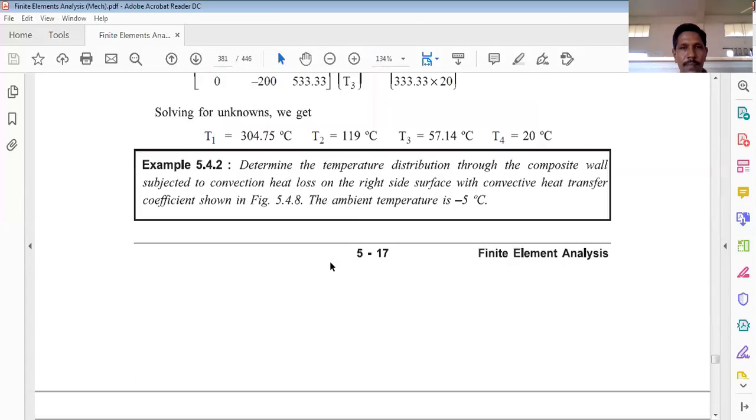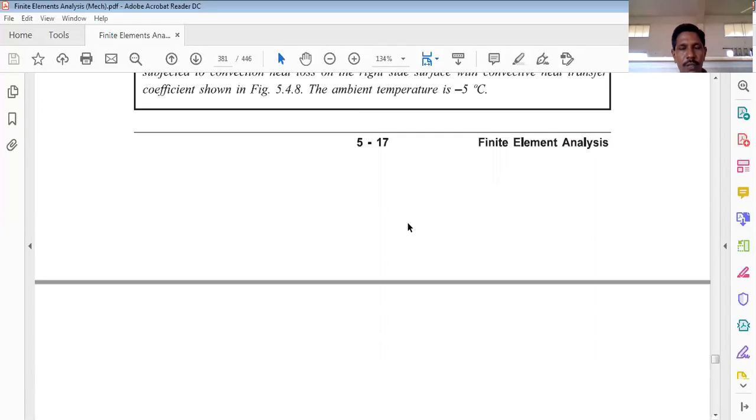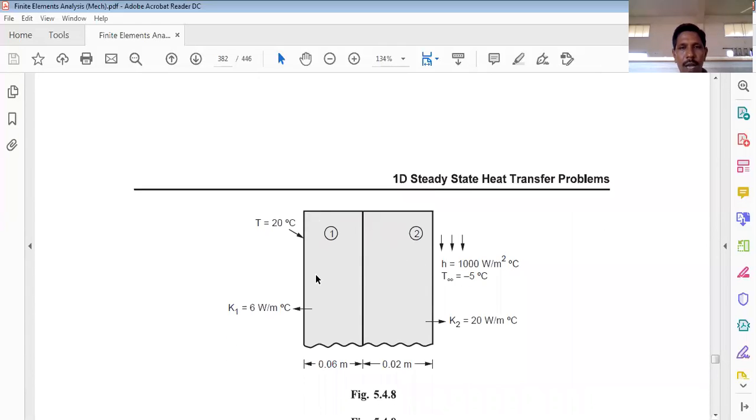Similar to this, let us solve another problem of conduction and convection. Determine the temperature distribution through the composite wall subjected to convection heat loss on the right side surface with a convective heat transfer coefficient. The ambient temperature is minus 5 degrees centigrade. We have already solved the problem of 3 walls. This particular problem consists of 2 walls. The specified temperature is at the inner surface, and the convective heat transfer coefficient is on the right side, that is, the outer surface of the given composite member.